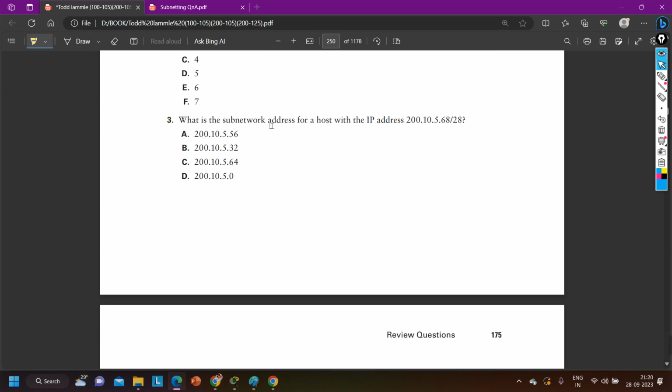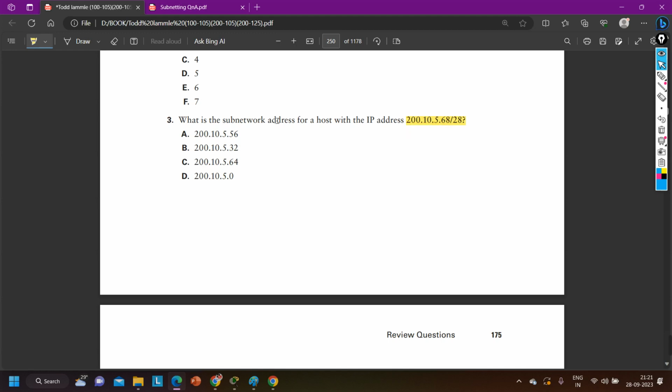After that, what is the subnetwork address for the host with the IP address 200.10.5.68/28? This is a valid IP address. First of all, tell me, is it a valid IP address? Yes, it's a valid one. Okay, if it is a valid IP address, then tell me what will be the network ID of this IP address.